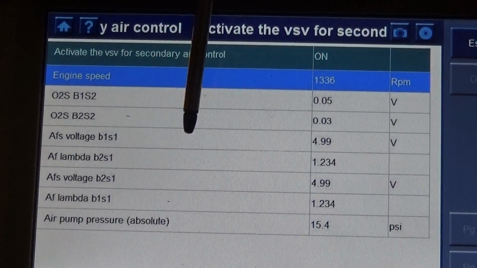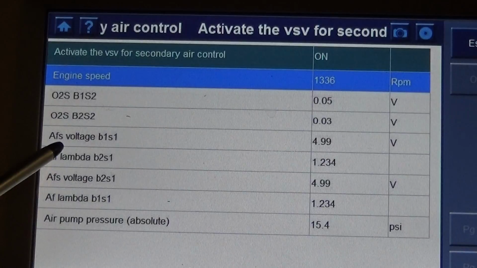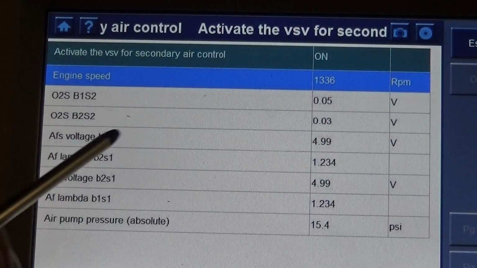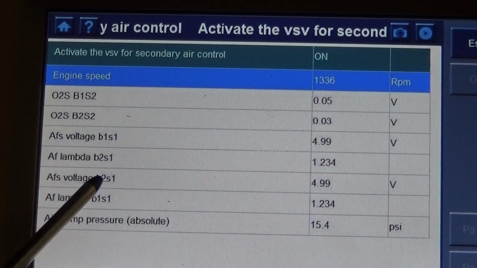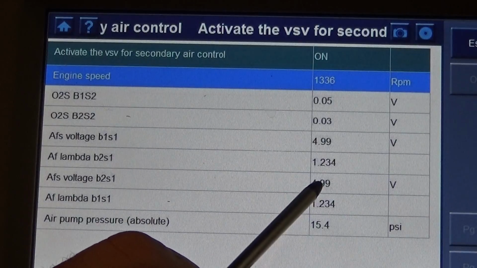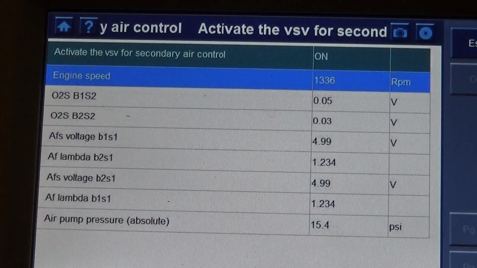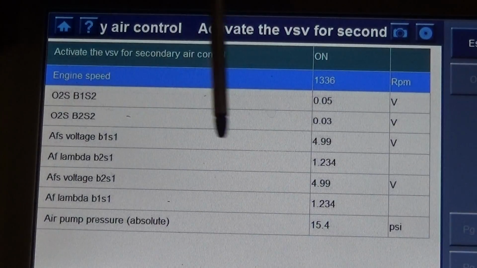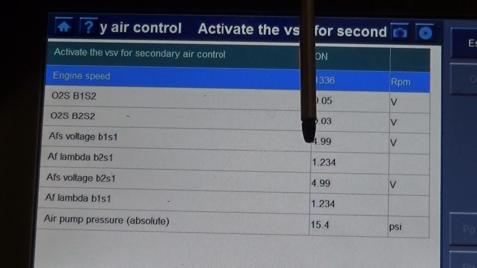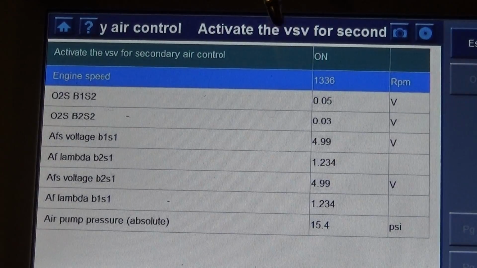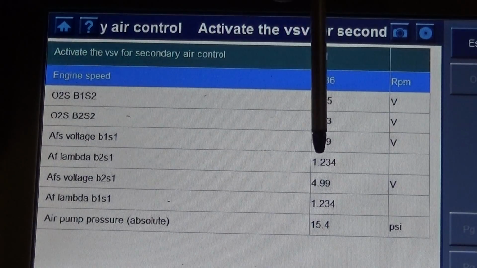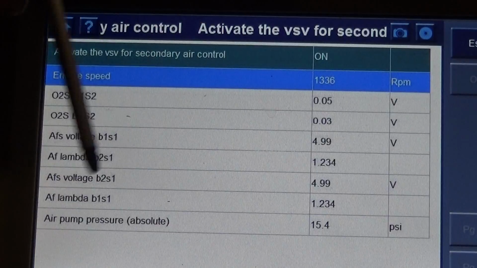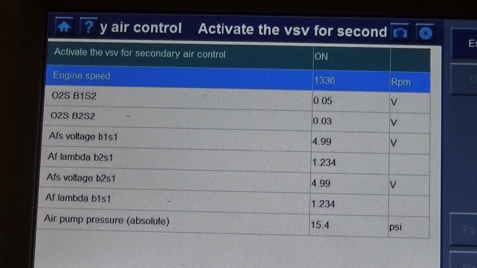Now my air fuel sensors on bank 1 and bank 2 are at 4.9, maximum voltage, so super lean. Another indication I have airflow. My lambda, 1 is normal. Anything above 1, it's lean. 1.23, 1.23, super lean. So again, I have plenty of air in my exhaust.